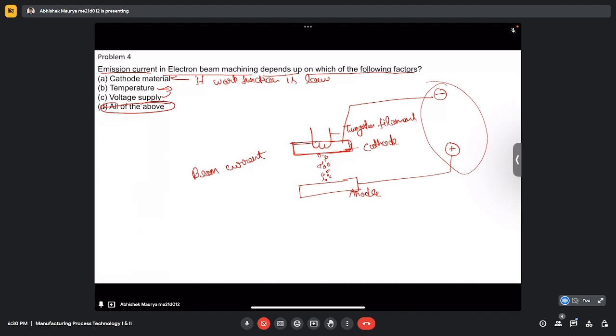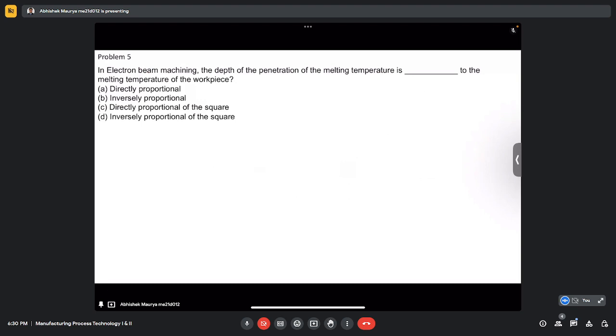Okay, so both of you have already given the correct answer. So we will move to the next problem. Please read the problem and you can give your response in the chat box.